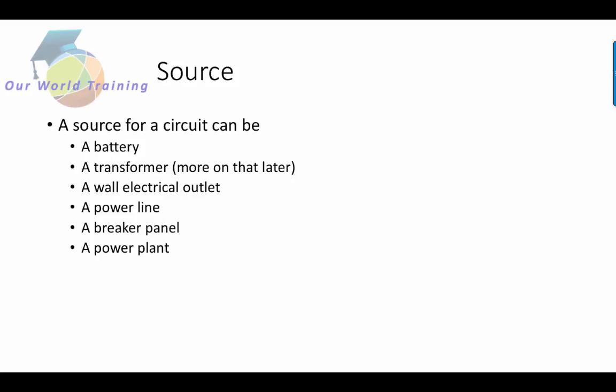The source can be a battery, a transformer, a wall electrical outlet, a power line or breaker panel, or a power plant. Your source is basically where you're looking at it from. It's wherever the power is coming from into what you're working on. So your source might be a wall outlet, but for an electrician who's building the building, it might be a power line, might be a breaker panel. For the power company, it's the power plant.